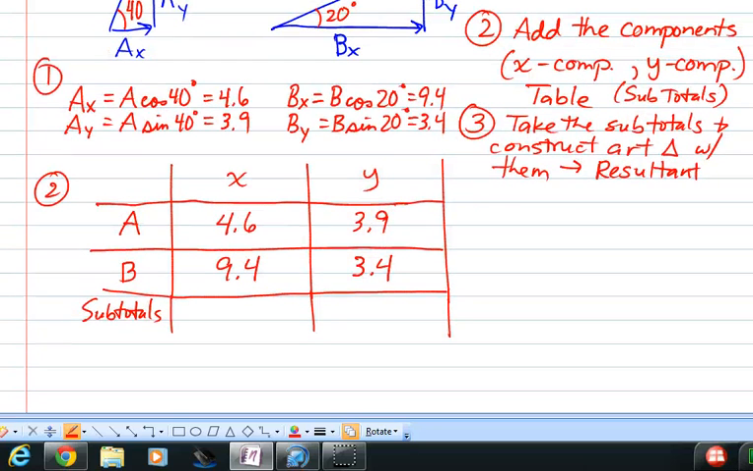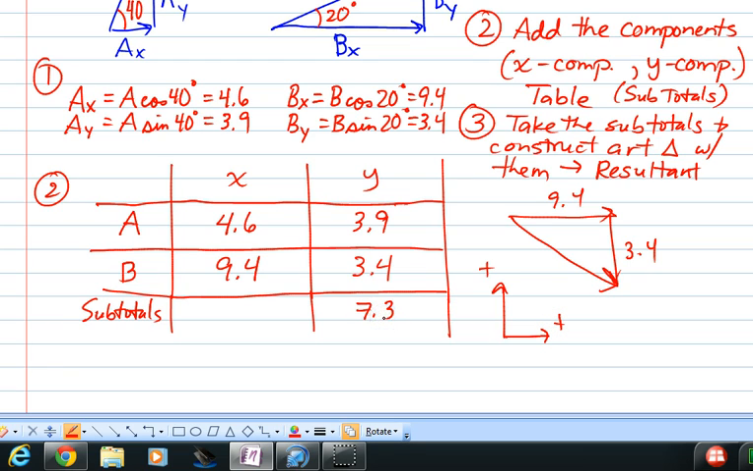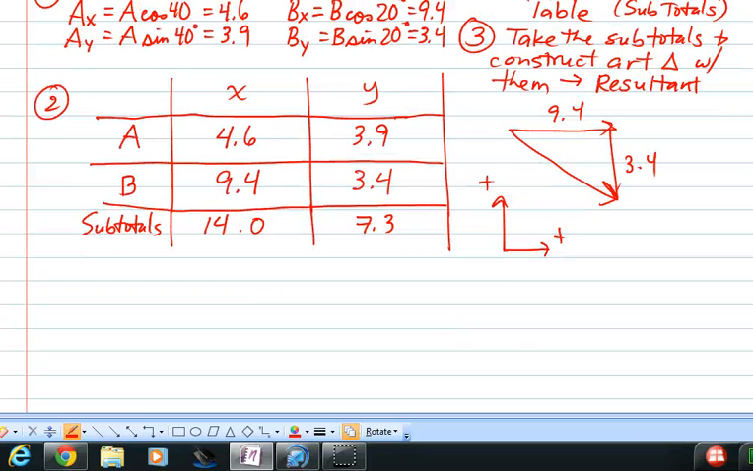Now, you have to be careful, because what if B was going this way? So it was 9.4 this way, but 3.4 down. In that case, the y component would be negative. So you have to keep in mind the direction, and usually we say that this is our positive. So I add these up, I'm going to get 7.3, and for this one I'm going to get 14.0, and those are my subtotals. All of the x components added up give me 14, and all of the y components give me 7.3.